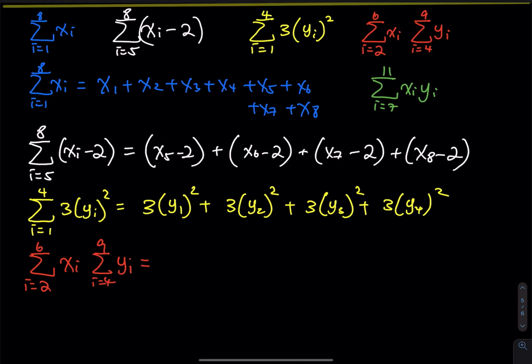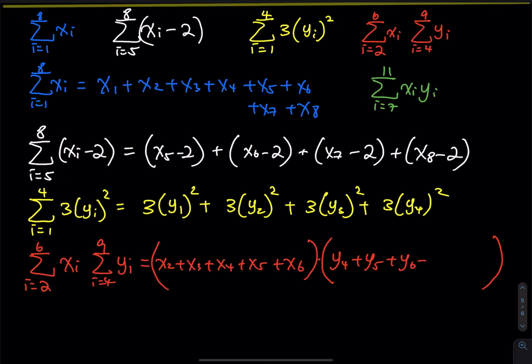So this one we have 1 for x and then 1 for y, right? So you have to prepare 2 big parentheses, 1 for x and then 1 for y, and then we multiply them. For x from 2 to 6, we have x2, x3, x4, x5, and then x6. The y is from 4 to 9, so that is y4, y5, y6, y7, y8, and then y9.